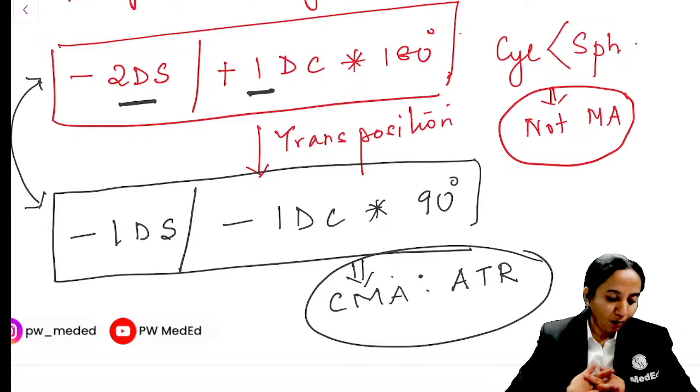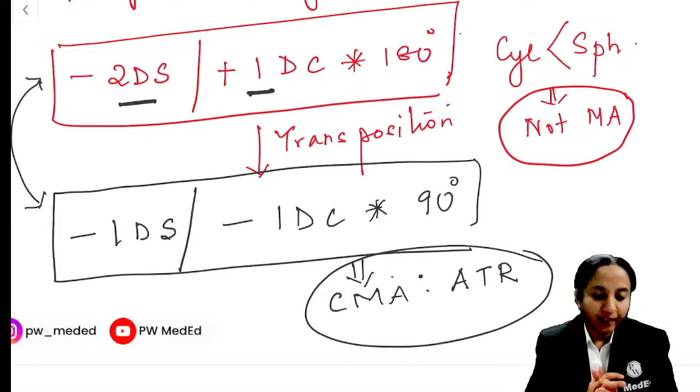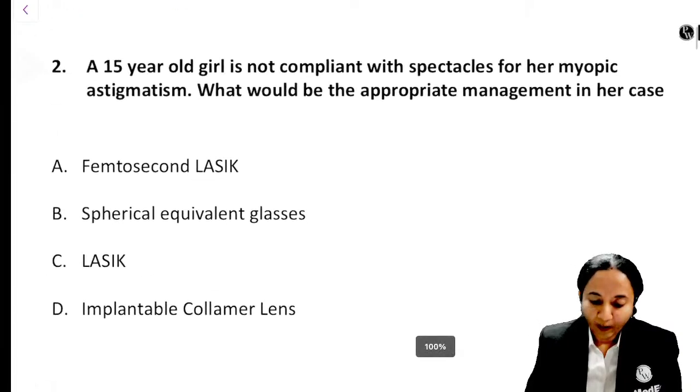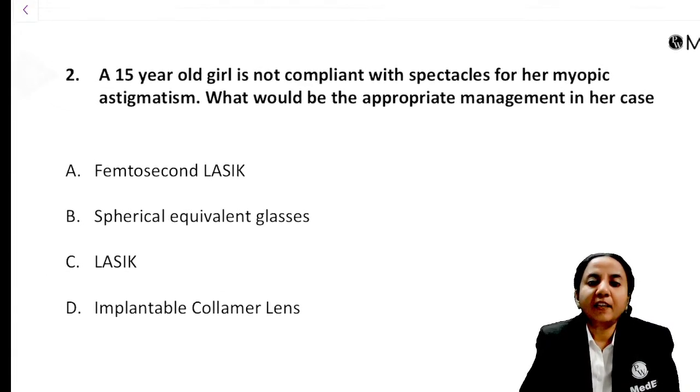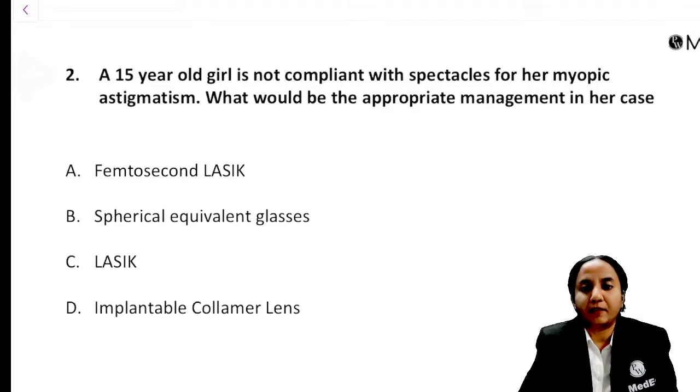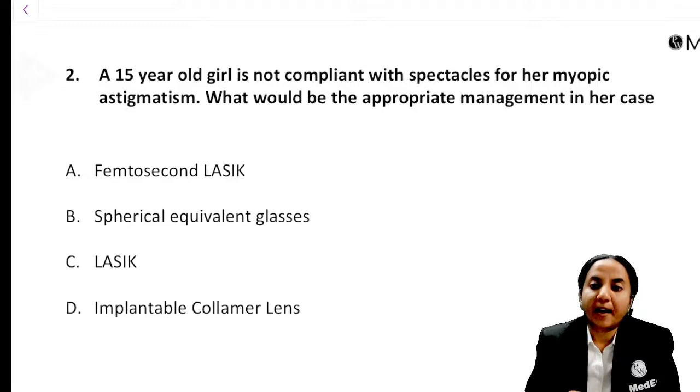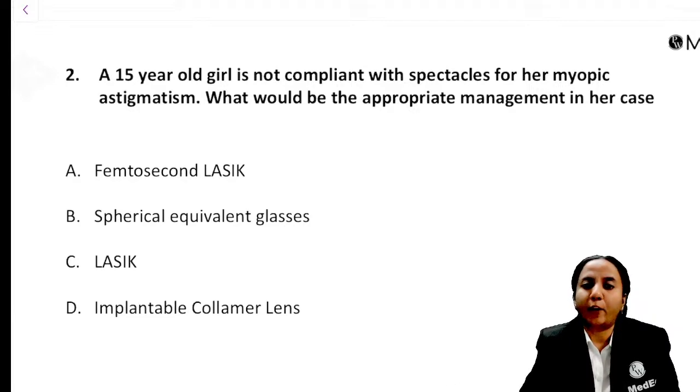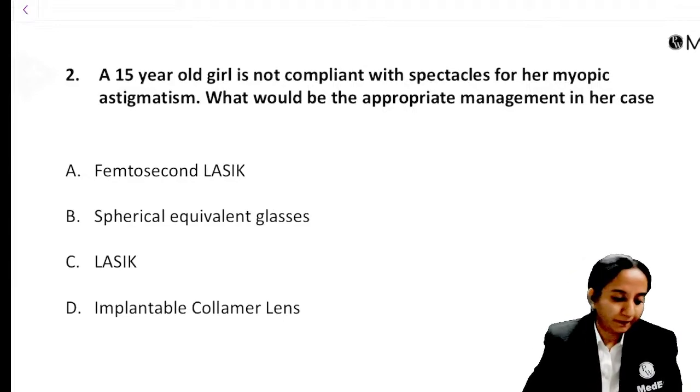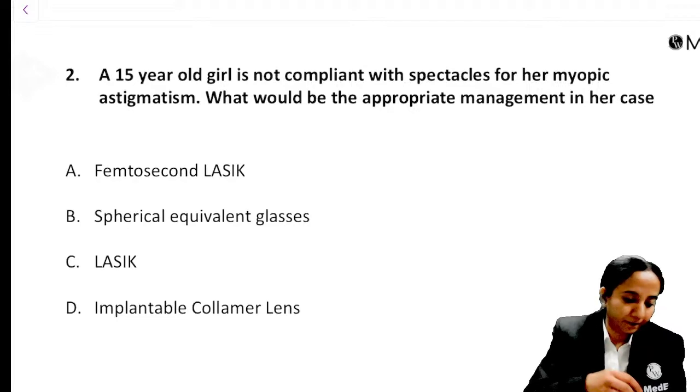Okay, let's go to the next question. Look at this. A 15-year-old girl is not compliant with spectacles for her myopic astigmatism. What should be the appropriate management in her case?